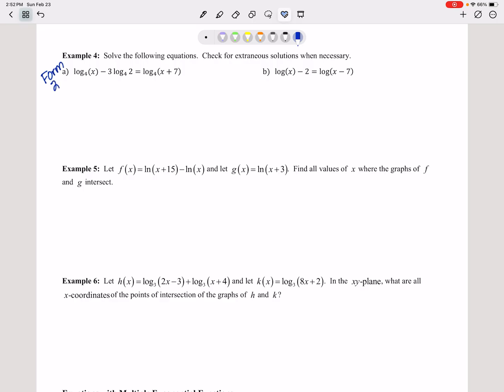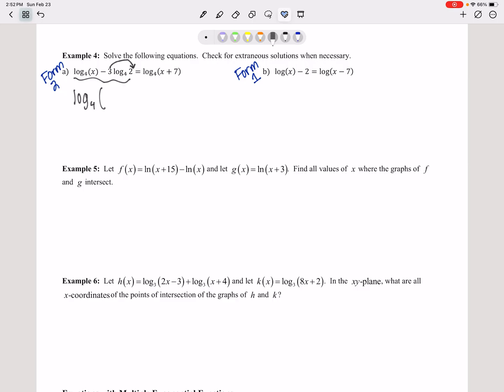And then the one on the right, I have a logarithmic expression, then I have a constant, and then I have a logarithmic expression. So this is going to be form 1. So that's how I usually determine which way I'm going to solve a logarithmic equation when I've got multiple logarithms. So the one on the left, before I can condense these, I have to take care of this 3. So that's going to be a 2 cubed.